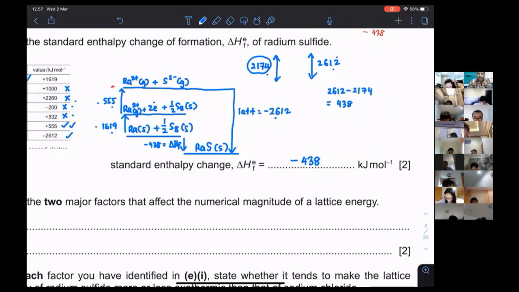How do I know if it's negative or positive? It depends on these two values. Let's say this value is bigger than this value, it means you need to draw the enthalpy of formation up, so it will go up, and that enthalpy of formation is going to be a positive value. In this case, I can only show you from here, so this one is going to be negative 438.